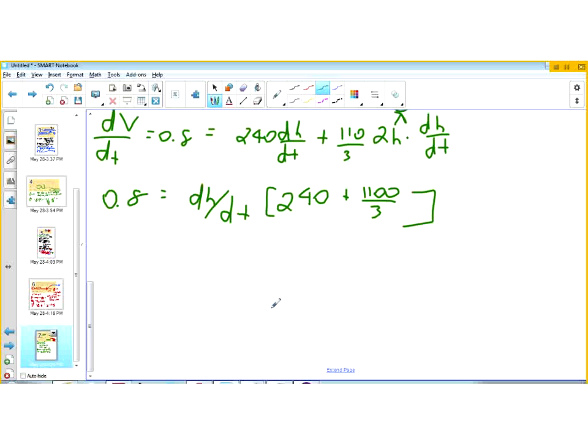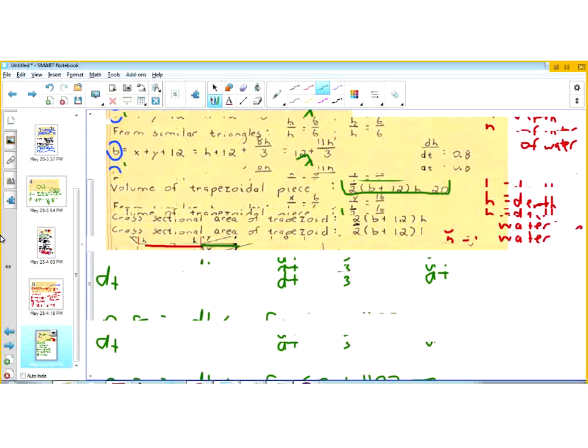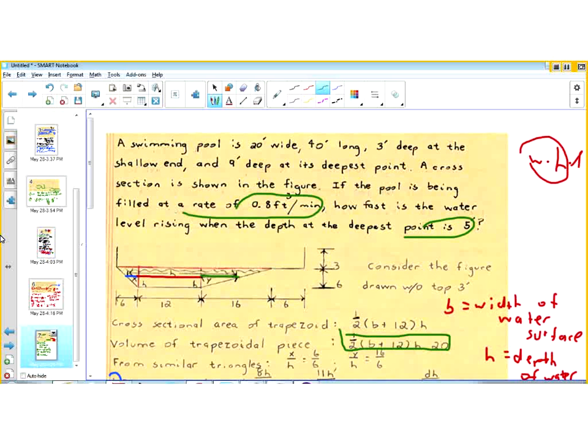And when you solve for dH over dt, if I did that right, dH over dt is equal to 0.00132 feet per minute. A very slow rate of rise. All right, so that's how you solve that problem.